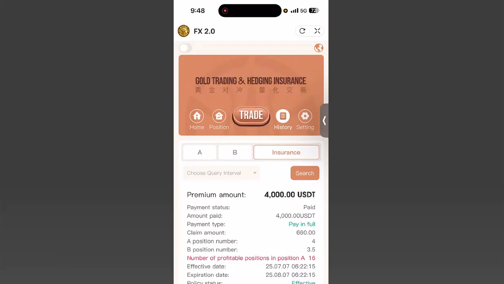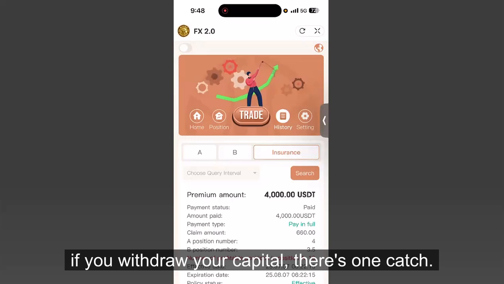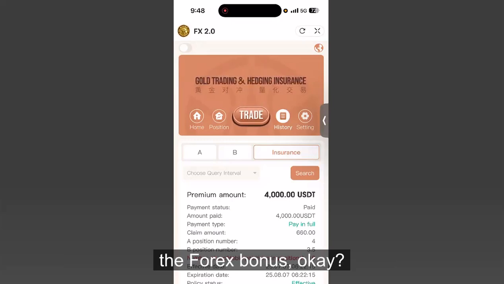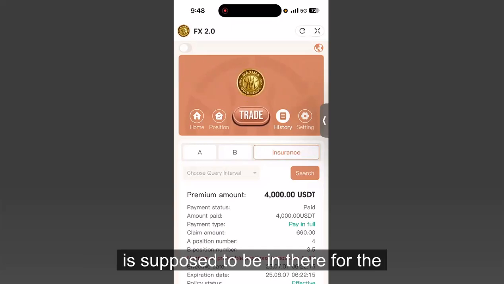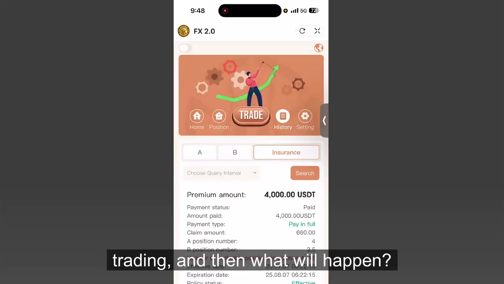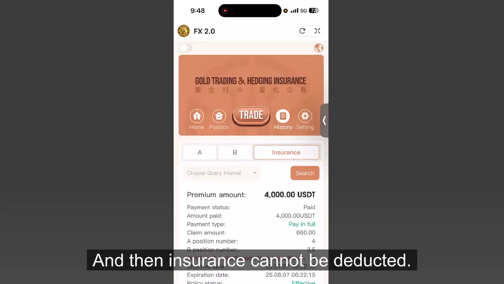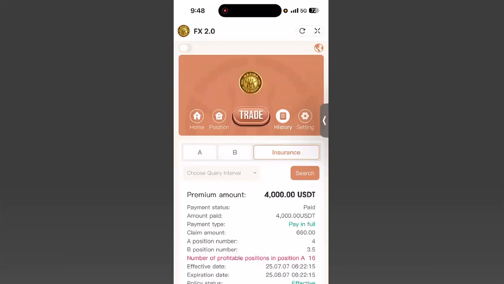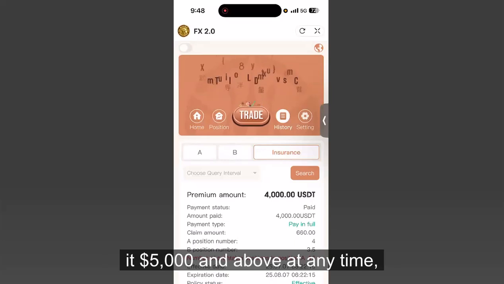It will auto deduct. And for those that have already funded in, don't anyhow withdraw your capital, because if you withdraw your capital, there's one catch. If you withdraw it out, you will lose the Fortex bonus. And if you withdraw more than what is supposed to be in there for trading, it will not be in trade, and then insurance cannot be deducted. So remember, always keep it balanced. If it's a $5,000 account, always keep it at 5,000 and above at any time.